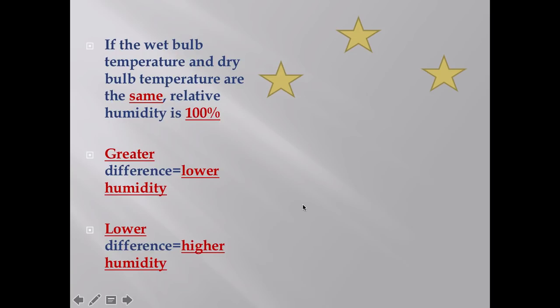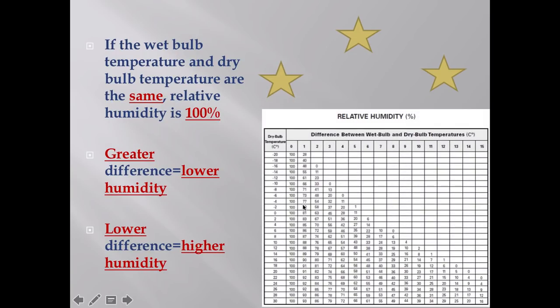All right, so here's another slide with some stars on it, which means this is very important. This is the main takeaway today. If the wet bulb temperature and the dry bulb temperature are the same. So, example, let's say the wet bulb temperature is 10 and the dry bulb temperature is 10.